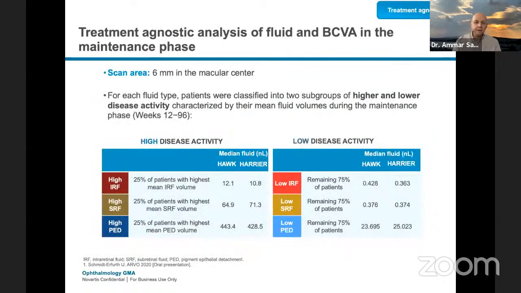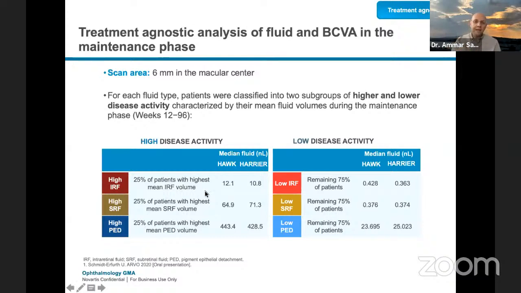Now, this is a very important and very powerful piece of information. Forget about what you're getting. You're not really comparing aflibercept and brolucizumab anymore. You're trying to see whether there is high or low disease activity. How do you define that? You define it by the presence of fluid or the low presence of fluid.